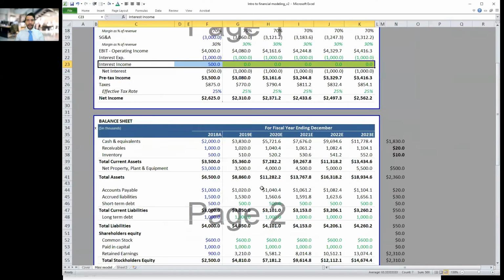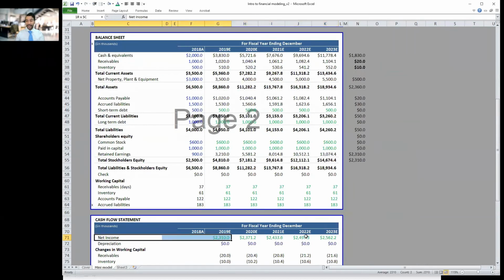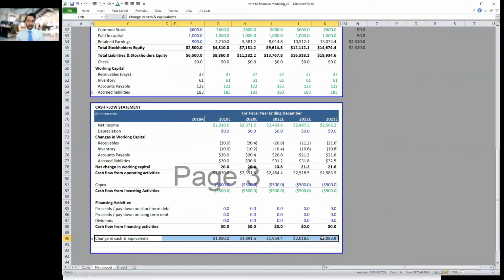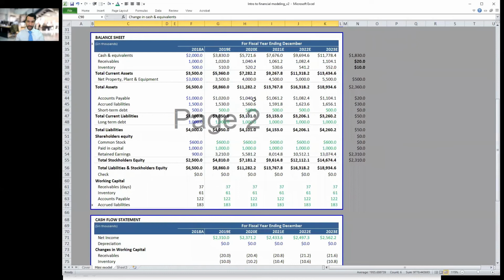What is the first line item of the cash flow statement? Net income. Net income trickles down to what? Your changes in cash and equivalent, which impacts your balance sheet. So now you begin to see that whole circular motion, or the relationship and connection within these three financial statements, okay?